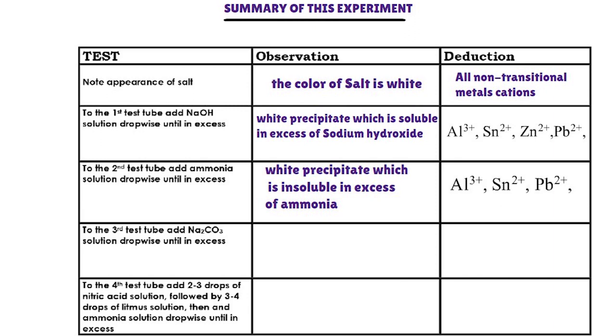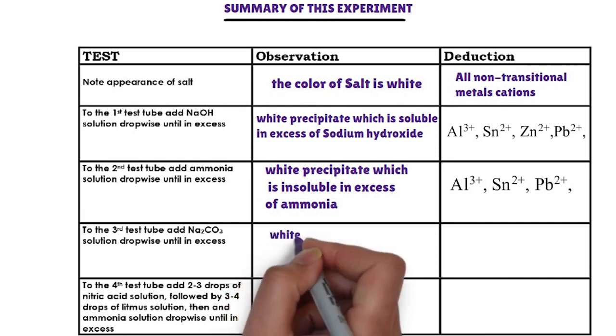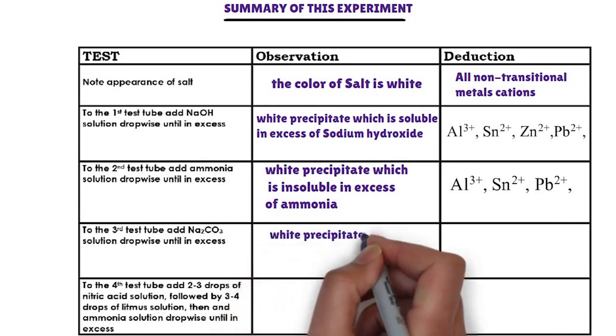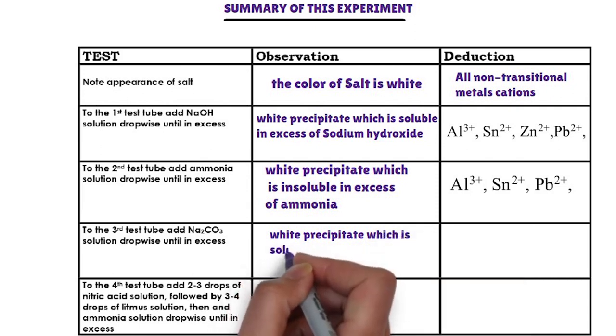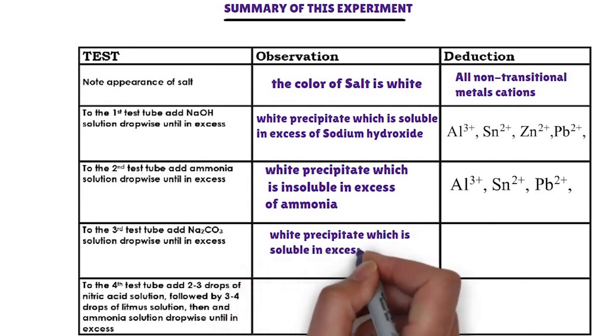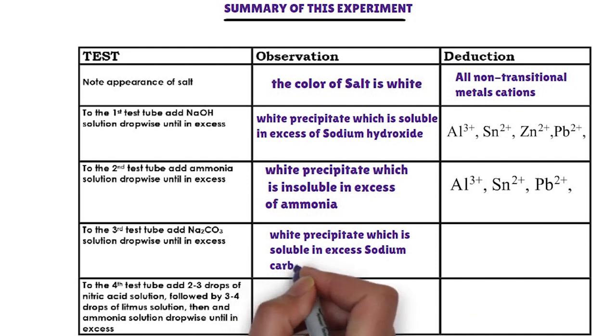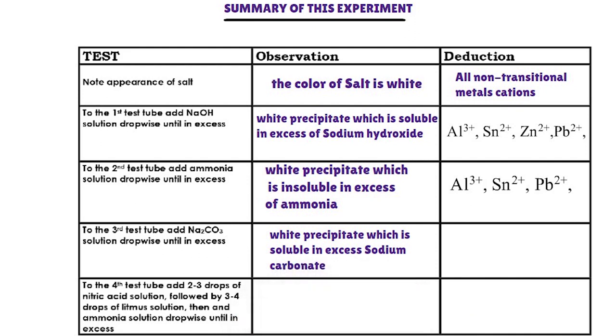In third test tube, sodium carbonate solution is added dropwise. The cations from above list that could form white precipitate with sodium carbonate solution and precipitate is soluble in excess of sodium carbonate is aluminum ion.